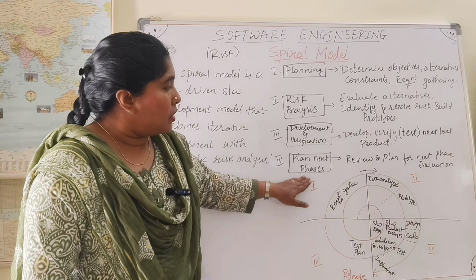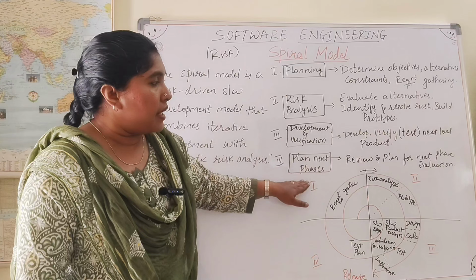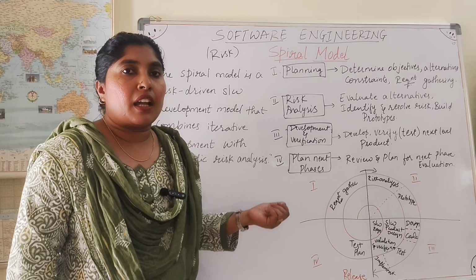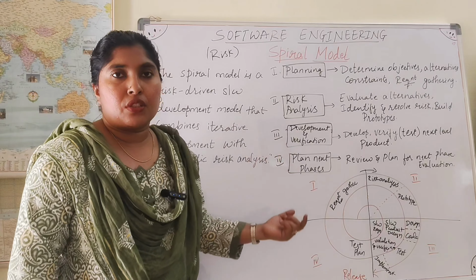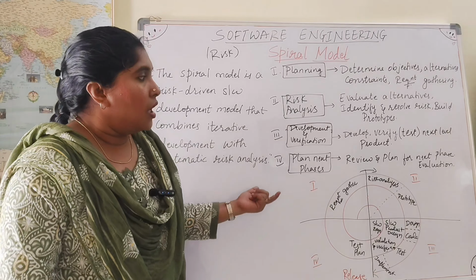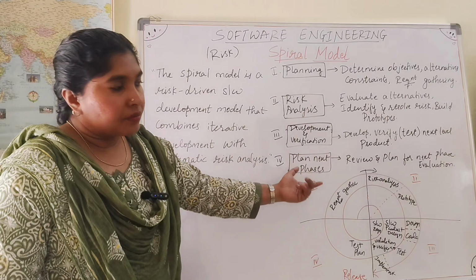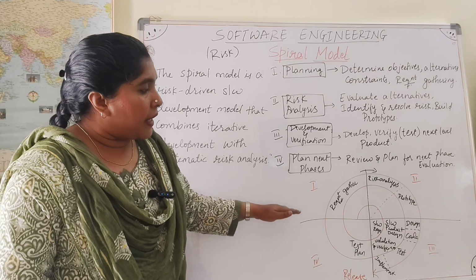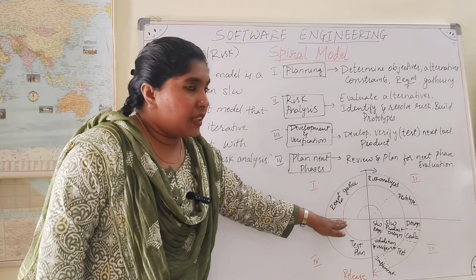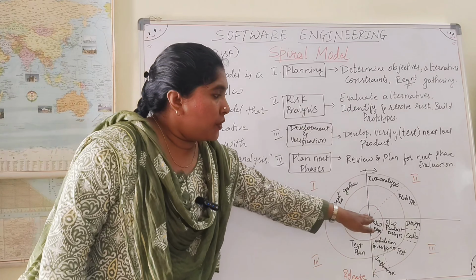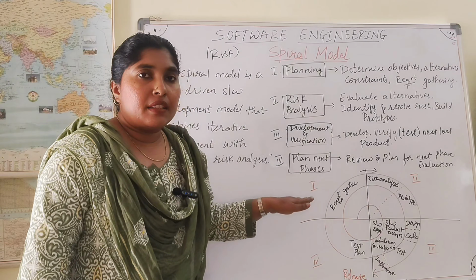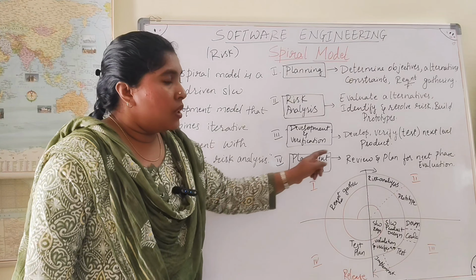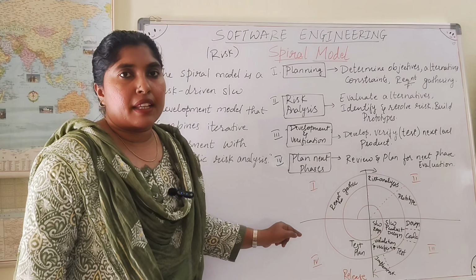Next phase, after that we have this plan next phases. We'll take the customer reviews, feedbacks, and based on that we will decide what features to get implemented next. So we'll prepare a plan and the cycle continues. Every spiral will determine the development process. Okay, if the spirals are more, then it takes more effort, more time and more money in order to complete the project as a whole.